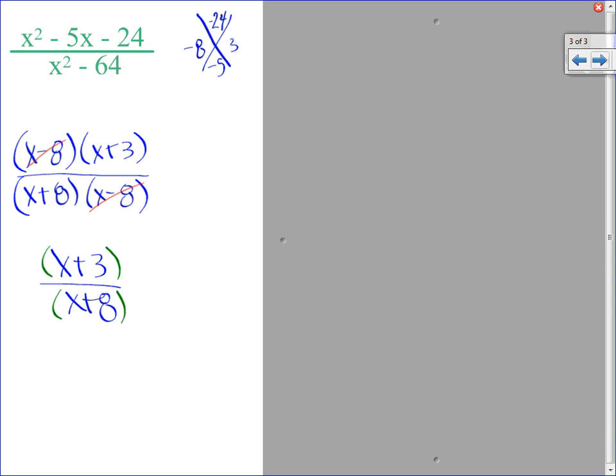Do not cross these x's out. You can write yourself a note. I promise you, happens to every kid. Don't cross out x's. Okay, that's not a situation where they can go away. Last one before the homework.